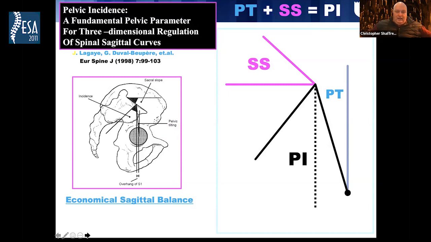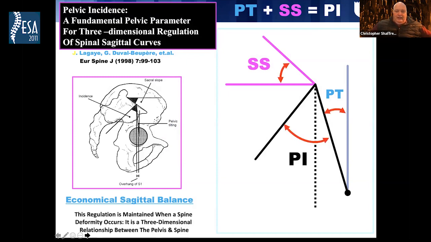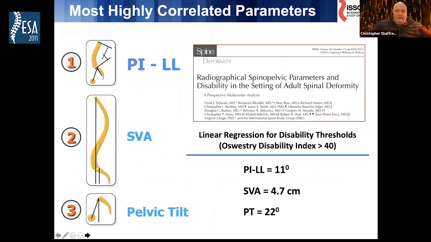So again, some work that was done through the ISSG showed that there were thresholds that were determined, and basically it was found that people became substantially more symptomatic if their pelvic incidence minus lumbar lordosis exceeded 11 degrees, if their SVA exceeded about 5 centimeters, and if their pelvic tilt was more than 22 degrees. But this analysis looked at hundreds, nearing 1,000 patients.